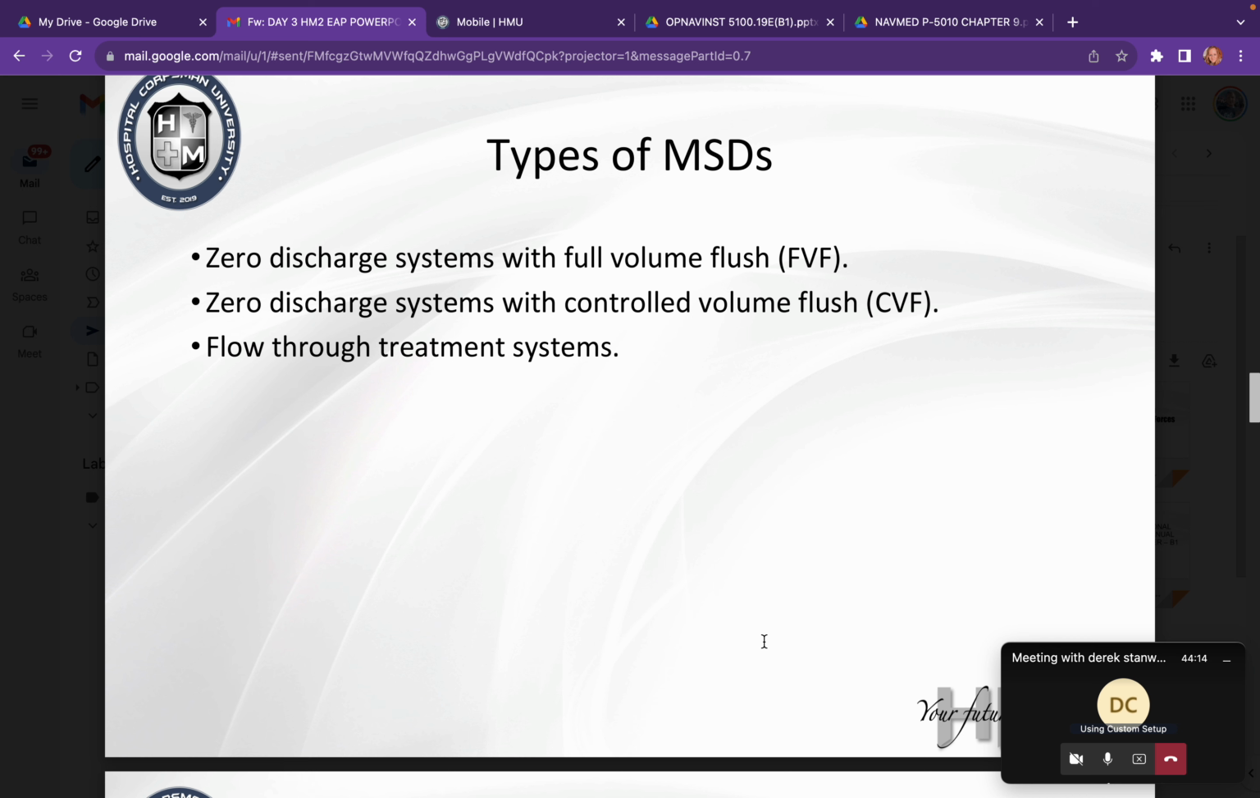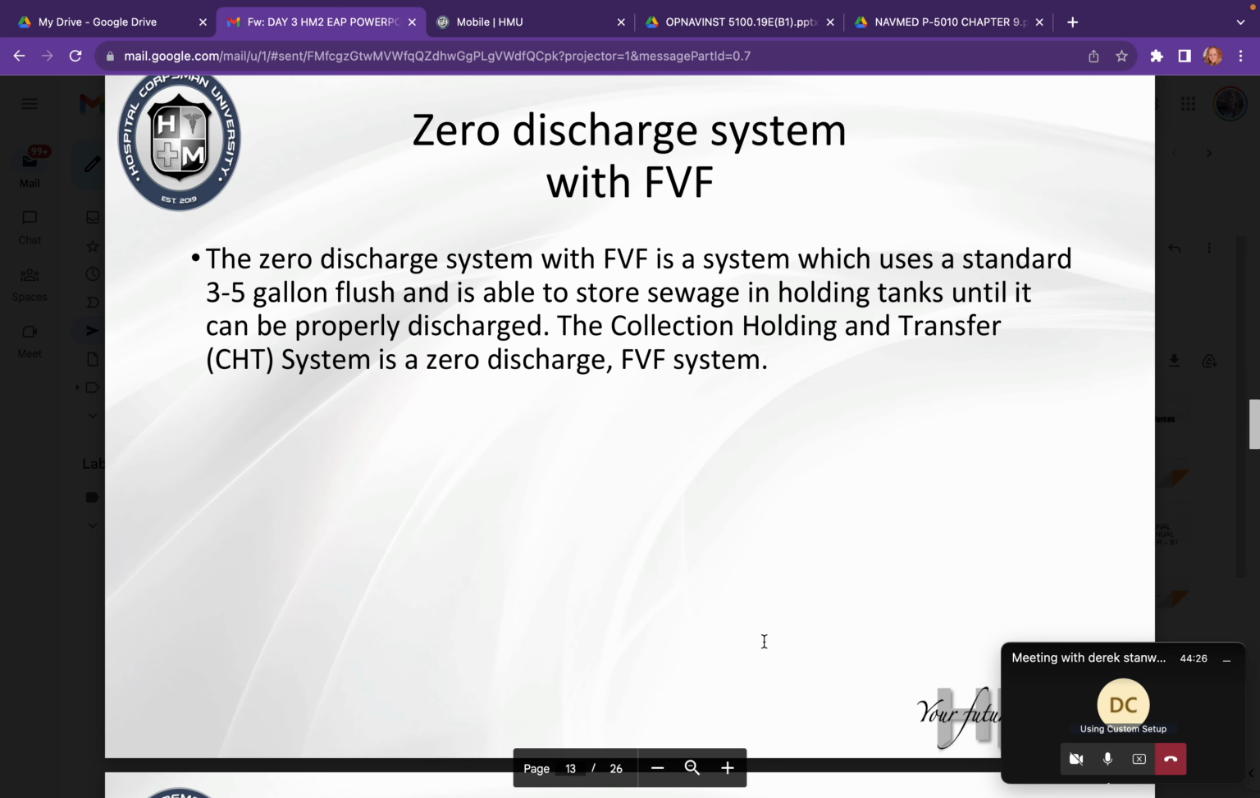Types of MSDs: zero discharge systems with full volume flush, or FVF, zero discharge systems with controlled volume flush, and flow through treatment systems. The zero discharge system with FVF uses a standard 3 to 5 gallon flush and is able to store sewage in holding tanks until it can be properly discharged. The collection, holding, and transfer system is a zero discharge FVF system.